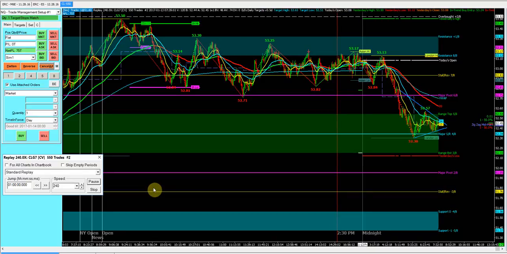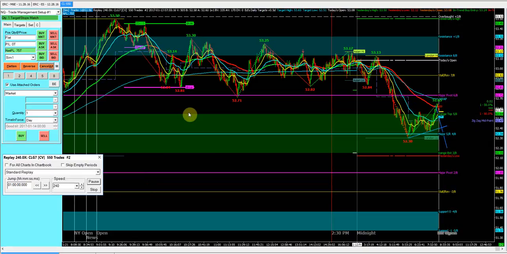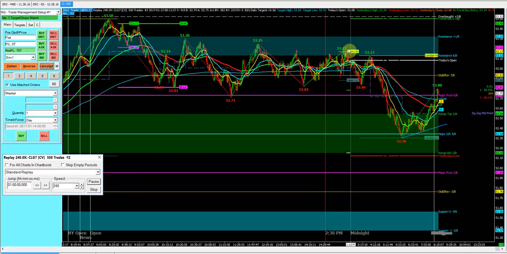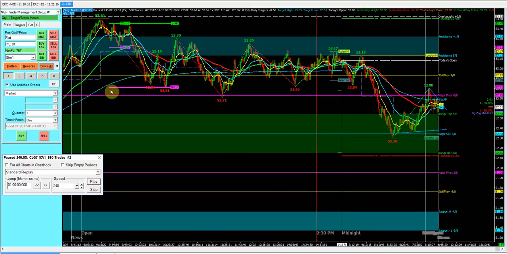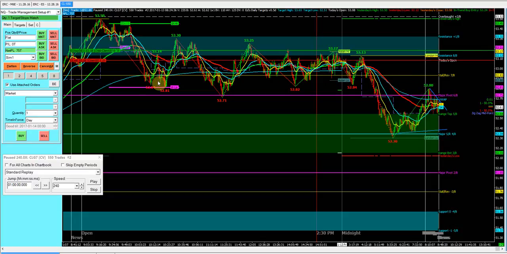Now, there was a second chance for an entry, and it popped back up to, and usually it'll pop back up to today's open, which is 53.10. So, say for example, if I put another buy limit order there at 53.10, and I'll move it down a little bit. Sorry, sell limit. That's at 53, yeah, 53.08.